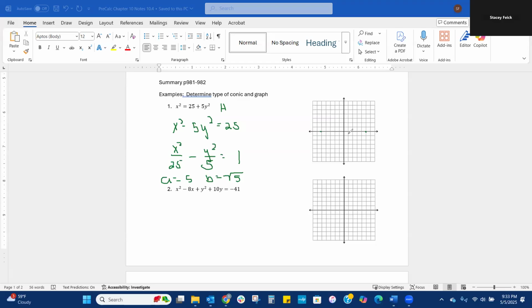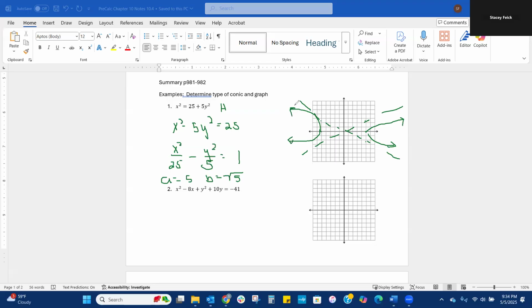And then the easiest thing to do here is to recognize that we're going to go up 2.2. So we'll go up 2.2 from our vertex and down 2.2 from our vertex. And the same thing over on the other side. And that creates our asymptotic lines. And from that, we can create our hyperbola. Not a very great hyperbola, but you get the idea.